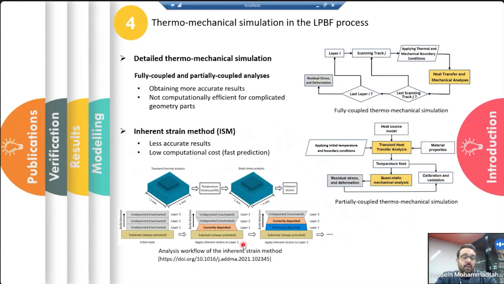In this method, first of all, on a micron scale model, a detailed thermomechanical simulation is performed and the plastic strain tensor is extracted, and then this plastic strain tensor is applied to a mechanical model layer by layer, and the final distortion and residual stresses are predicted.